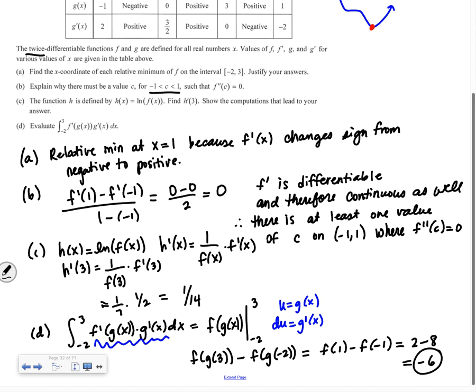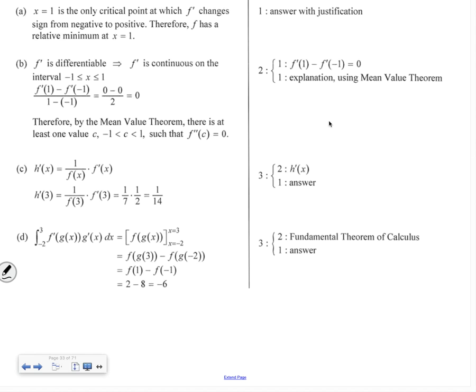So the chart problems can be a little bit tricky. So the scoring for this one, for part A, you get 1 point for your answer with justification, so saying x equals 1 is the only place where we would have a relative min, and then something about how f prime changes from negative to positive. For part B, you get 1 point for recognizing that f prime of 1 minus f prime of -1 is equal to 0, and then 1 point for your explanation saying that you use the mean value theorem or Rolle's theorem.